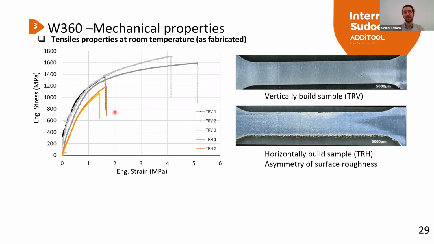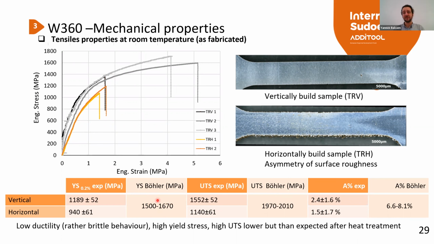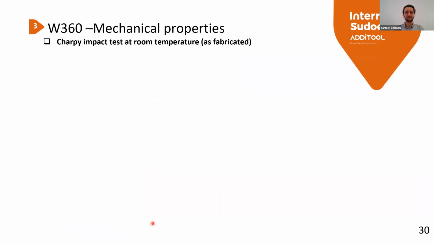So it can explain the difference in behavior between the gray samples that are vertically built and the orange samples that are horizontally built. These values are quite low compared to the border, but after heat treatment, it's expected to be enhanced. Okay, and we've explained the anisotropy with regard to building direction.